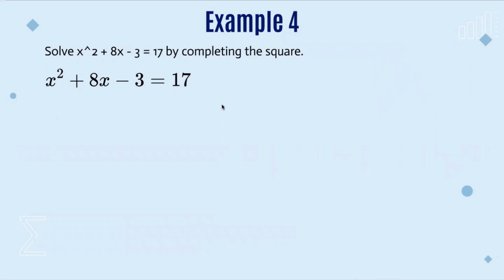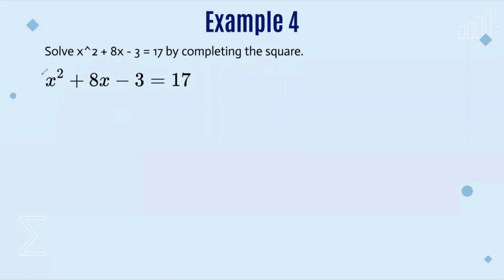Here is example 4. Now this problem looks a little bit different. We're going to solve x squared plus 8x minus 3 equals 17 by completing the square. Now the reason why this problem looks different is because we're not given a binomial expression this time. We're actually given a full trinomial and it is an equation. But we're still going to follow the same exact thought process with just a few additional steps.